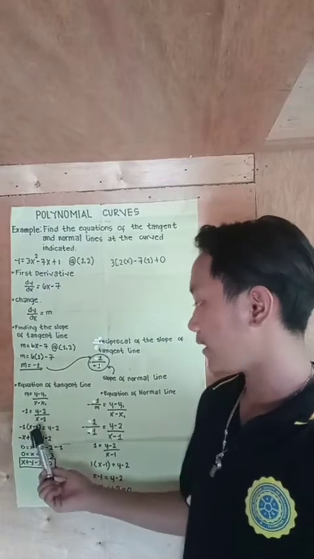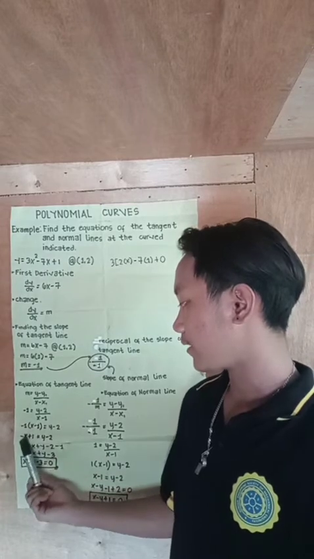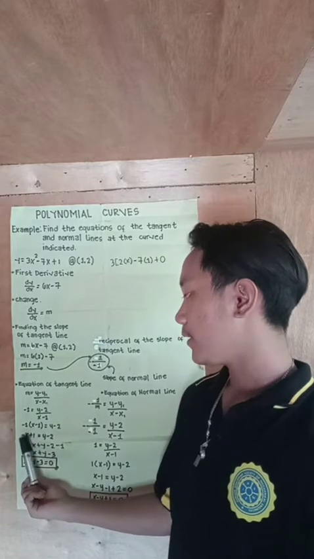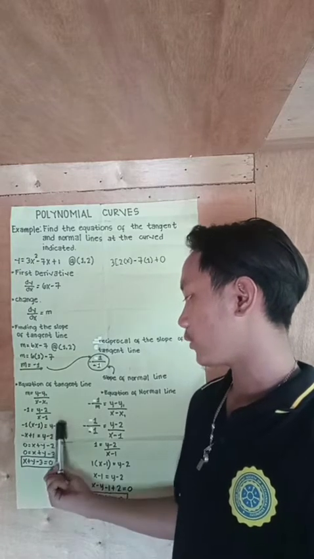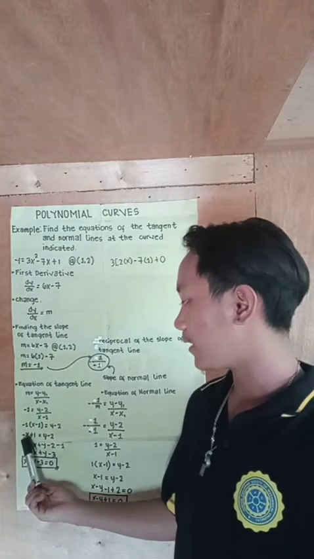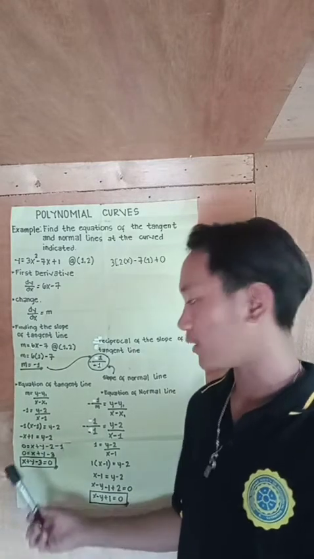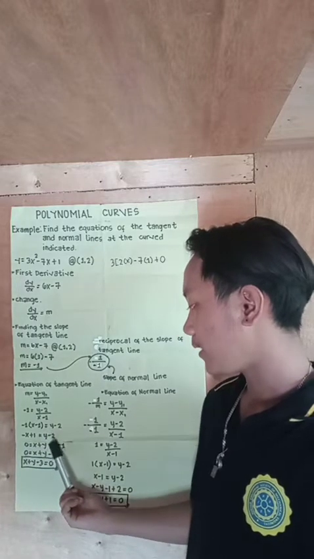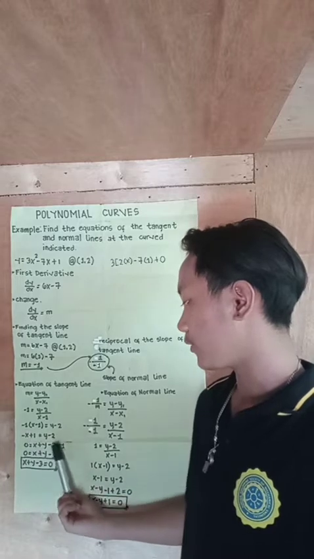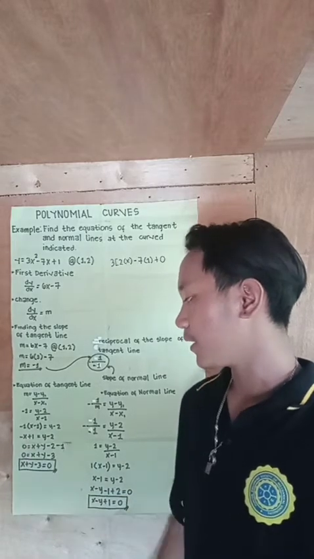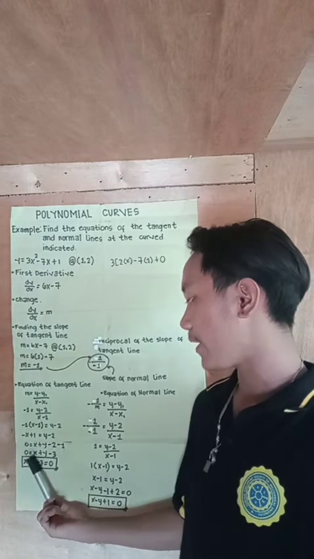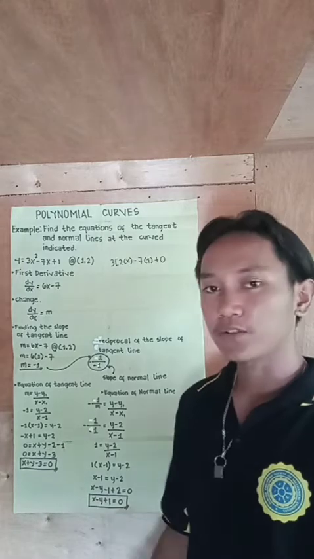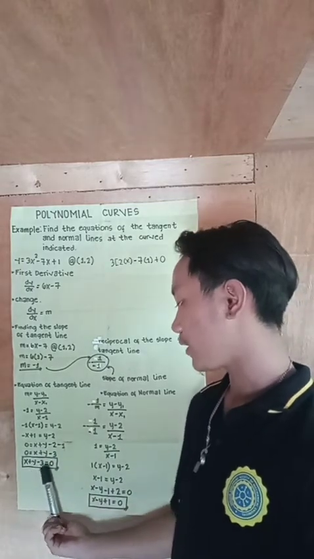Then i-simplify nato siya. So negative 1 times x is negative x, and negative 1 times negative 1 is positive 1. So negative x plus 1 equals y minus 2, copy ra. Then ibalhin nato ang negative x plus 1 dire para mo equals 0. So 0 equals x plus y minus 2, copy. Then negative 1 from positive to negative, then negative to positive. So simplify na po, 0 equals x plus y minus 3, kay negative 2 minus 1 is negative 3. So ibalhin na lang, so x plus y minus 3 equals 0.